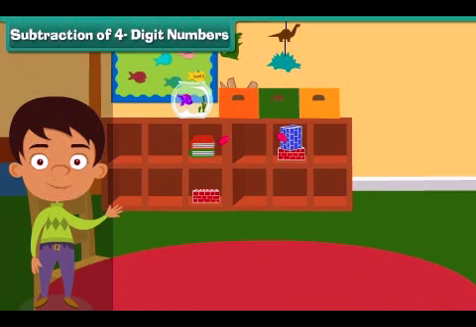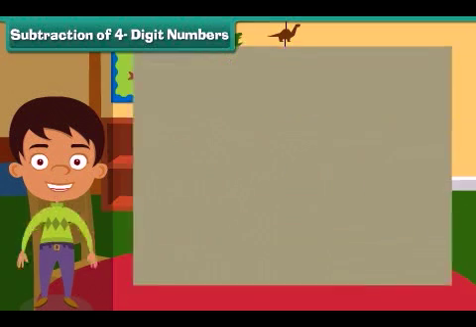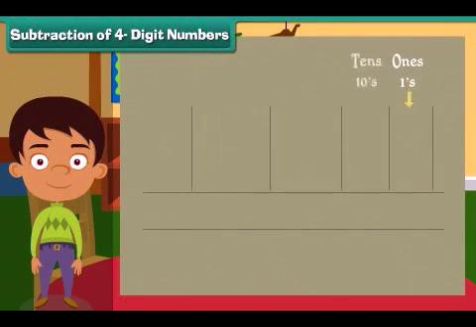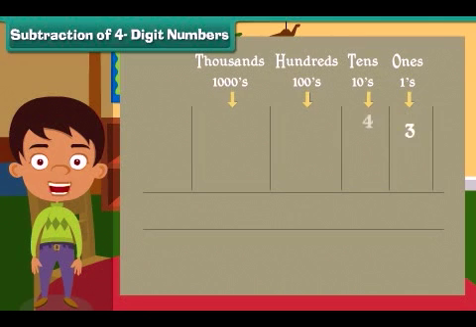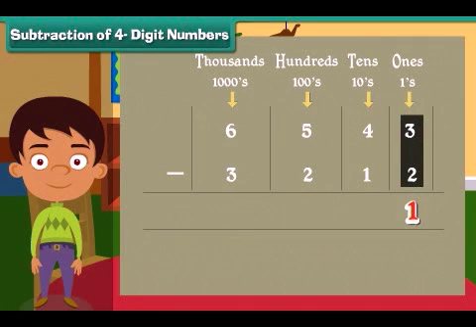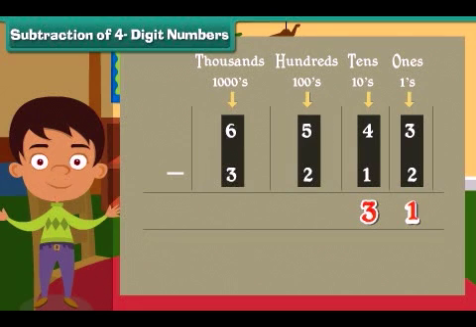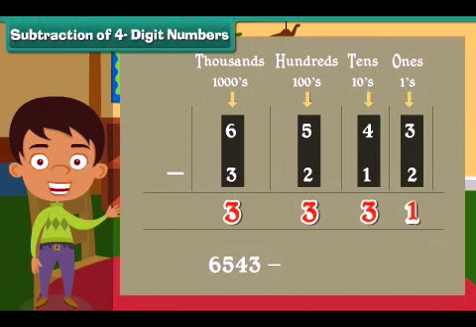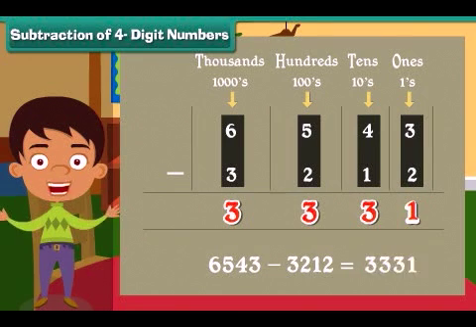Subtraction of four-digit numbers. Friends, Ben has now moved to solve subtraction. Let us subtract 3212 from 6543. Write the numbers in the respective columns. We start subtraction from ones column. 3 minus 2 is equal to 1. Subtract tens. 4 minus 1 is equal to 3. Similarly, subtract hundreds and thousands. 5 minus 2 is 3 and 6 minus 3 is 3. So, 6543 minus 3212 is 3331.